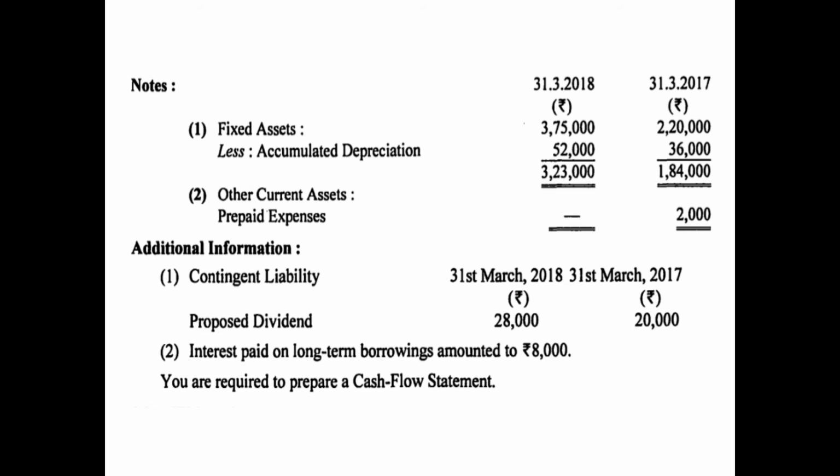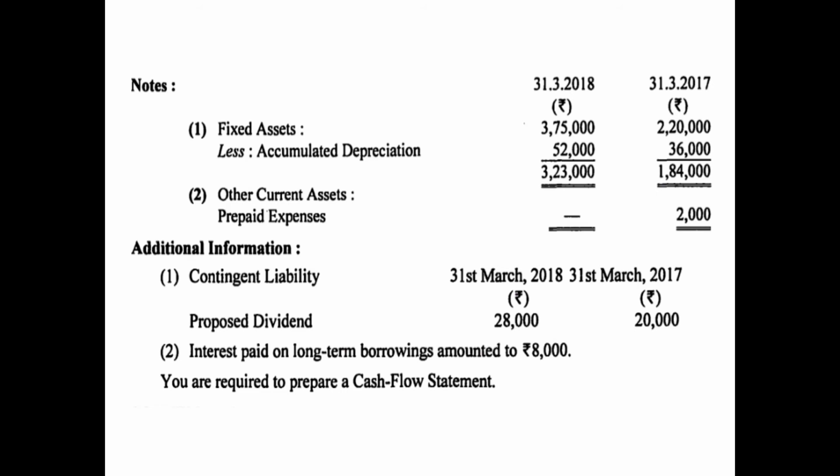So since accumulated depreciation is being shown separately, therefore we can very well understand that in this case the assets are shown at original cost, and therefore we need to prepare the fixed asset account separately and accumulated depreciation account separately. So the opening balance of 2,20,000 of fixed asset will be shown on the debit side of fixed asset account, and closing balance of 3,75,000 will be shown on the credit side of fixed asset account, and then we will calculate the balancing figure. Similarly, accumulated depreciation, it's kind of a provision, so its opening balance of 36,000 will be shown on the credit side, whereas its closing balance of 52,000 will be shown on the debit side.